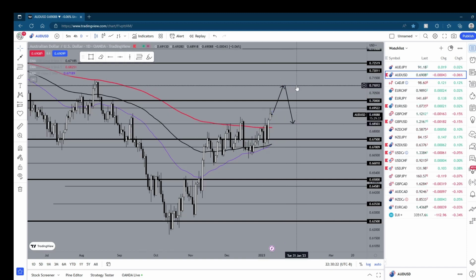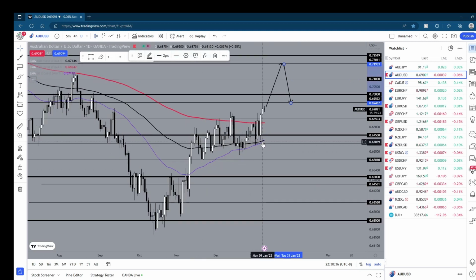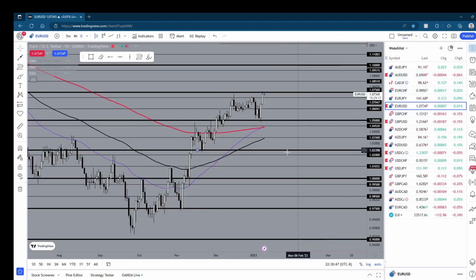If it happens to push up past the 0.71, we can still expect price to go up to the 72 and then bounce down to the 69.50. Overall, it's in a downtrend unless these two EMAs, the purple and the black, cross above the red EMA, which is the 200.